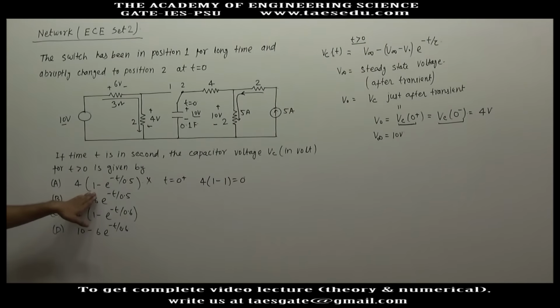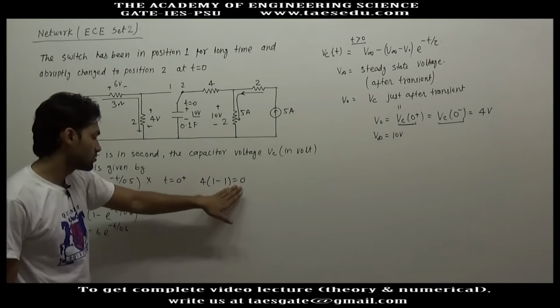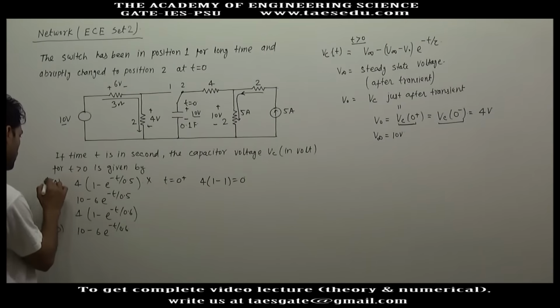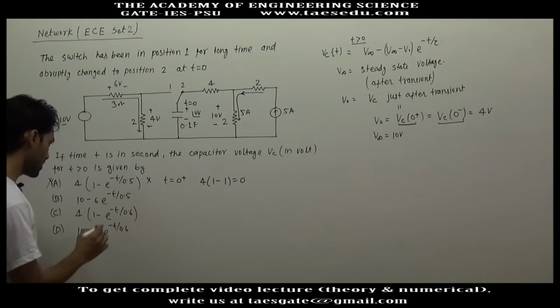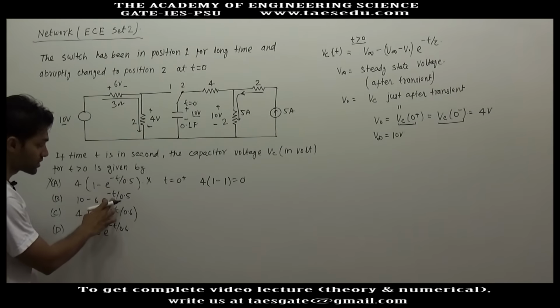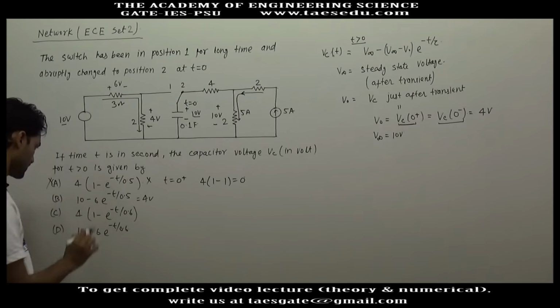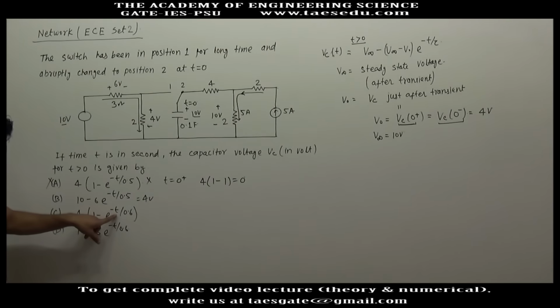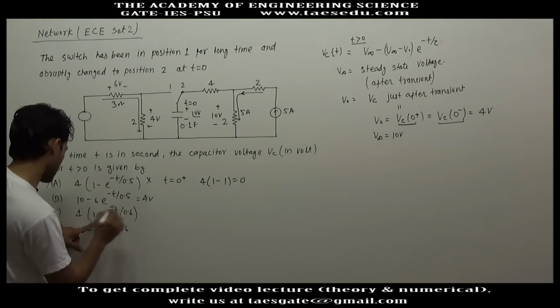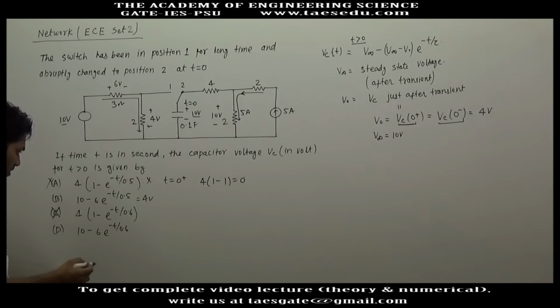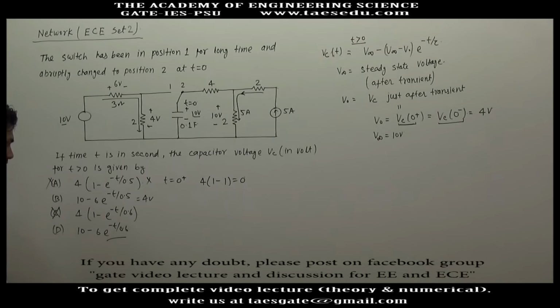So the first option gives you 0 volt, so this option will be wrong. If you put t equal to 0 or 0 plus, this will give you 4 volt, so this option may be correct. If you put t equal to 0, this will give you 0 volt, so this option is wrong, and this option will give you the correct result, 4 volt. So now we have to check between options B and D.